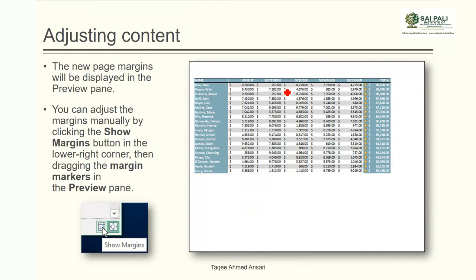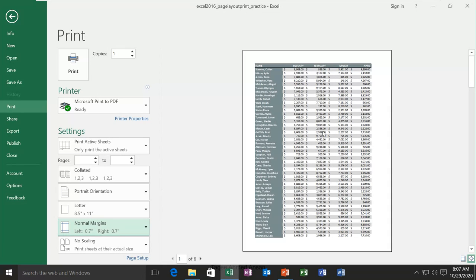So you can adjust your margin, and also if it is not fitting properly, then you can go for this. You can adjust the margin manually by clicking the show margin command. This is on this lower right corner. So you can click on this and it will show you the margin, and then you can adjust your margin manually. When you click on it, you will see the margin points.